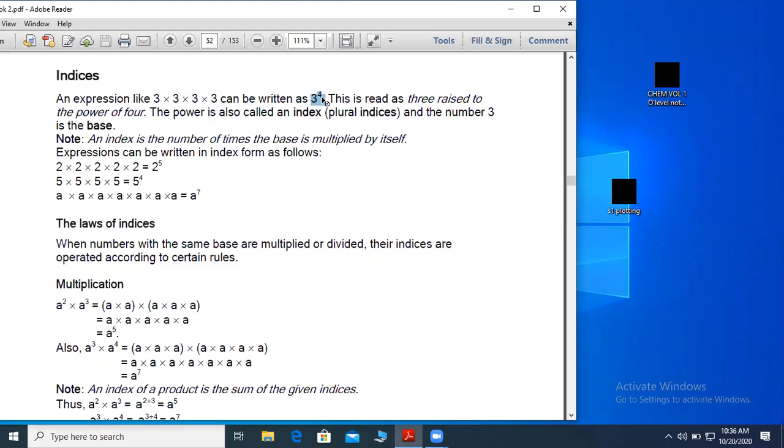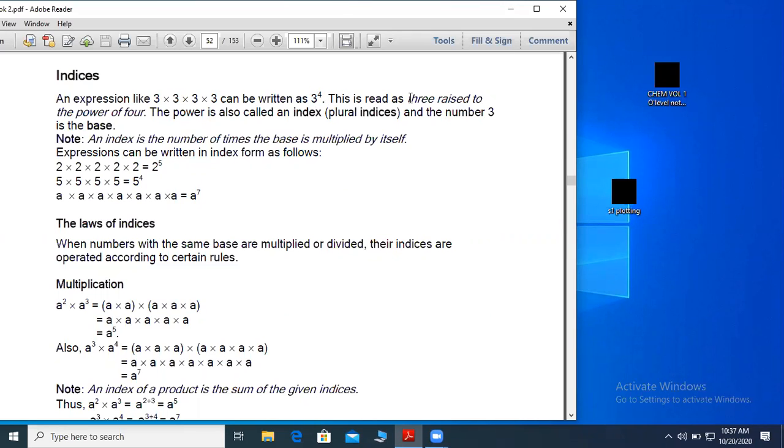So when we have 3 to power 4, I want to tell you something very important. 3 is what we call a base, and 4 is the index. In indices, we shall be looking at bases and powers. So a number like this, 3 to power 4, the power is 4 and the base is 3.